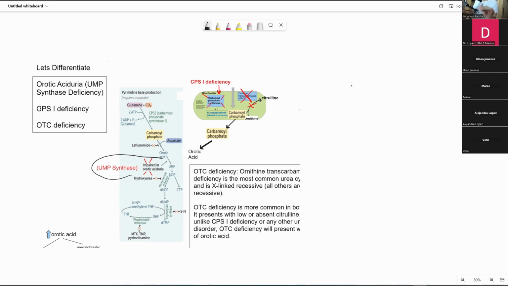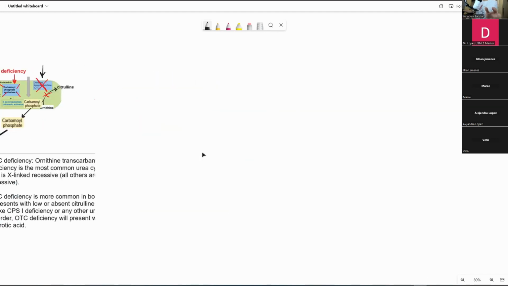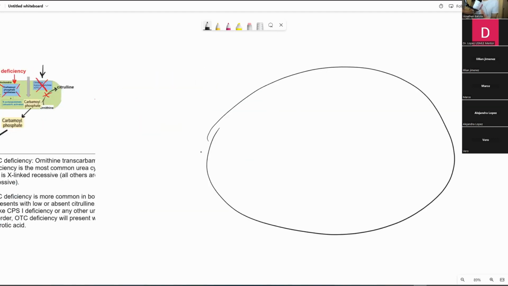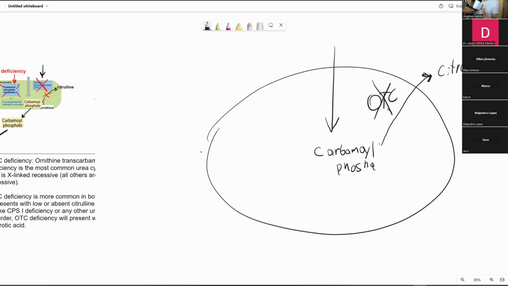Why do we have a buildup of uric acid in OTC deficiency? I'm going to make sense of this. So this is the mitochondria right here. And here we have carbamoyl phosphate. In order to have a catalyzed reaction where you can now make citrulline, you need to have this enzyme, OTC. You need to have it. If you don't have it, now we have to follow the rule. Remember what the rule was.